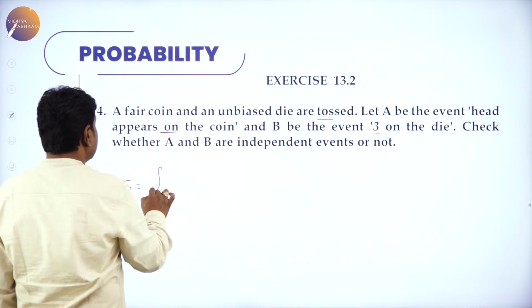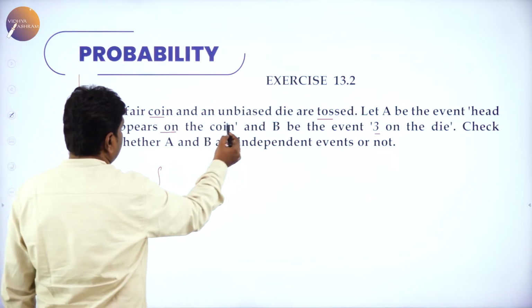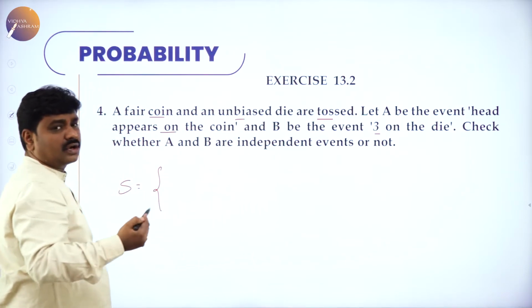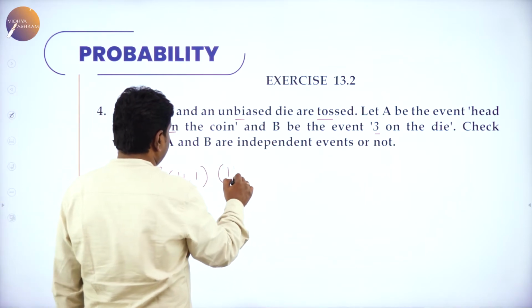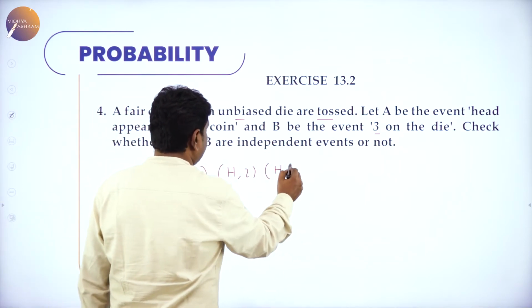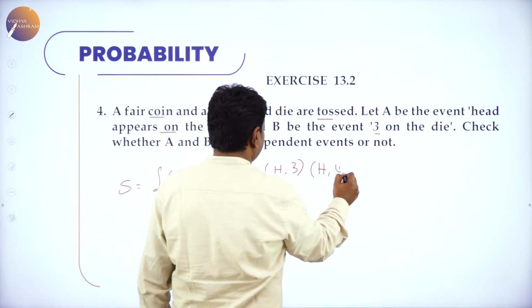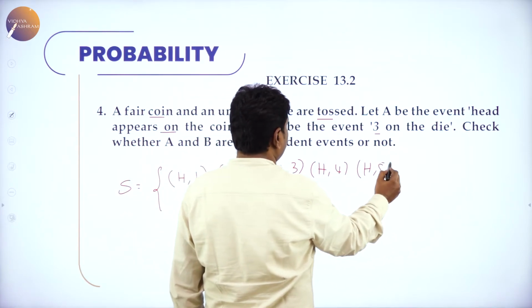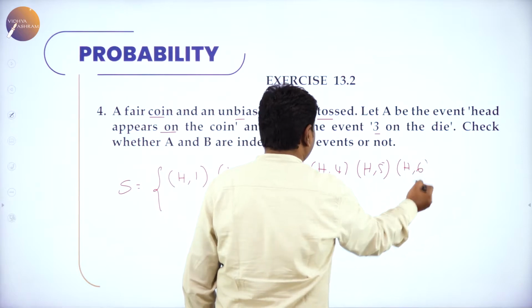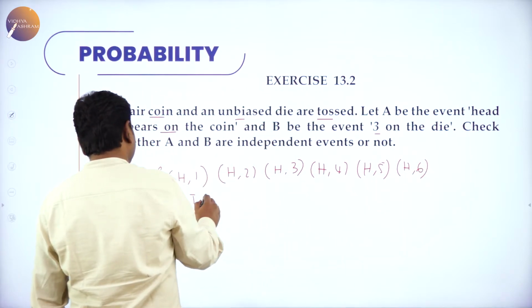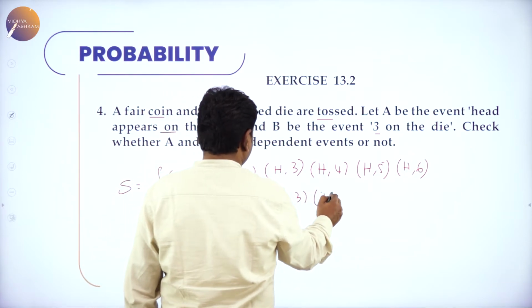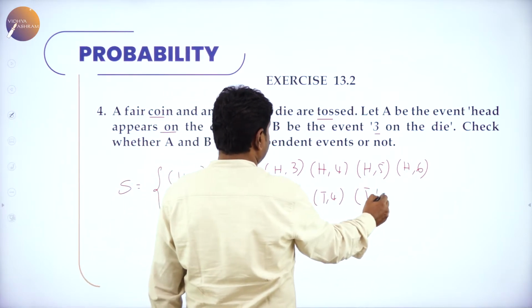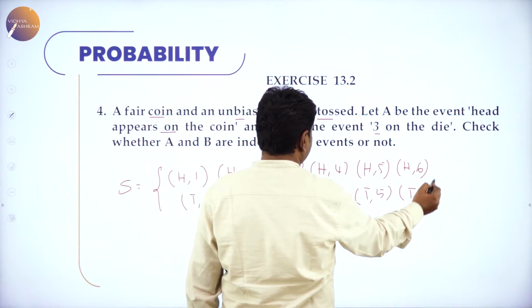What is the sample space? You are tossing a coin and rolling a die. When you toss a coin, you may get head. When you roll a die, you may get 1, and head 2, head 3, head 4, head 5, head 6. These are the possible outputs with head. And also when you toss a coin, you may get tail. Tail with 1, tail with 2, tail 3, tail 4, tail 5, tail 6. This is also another possibility.